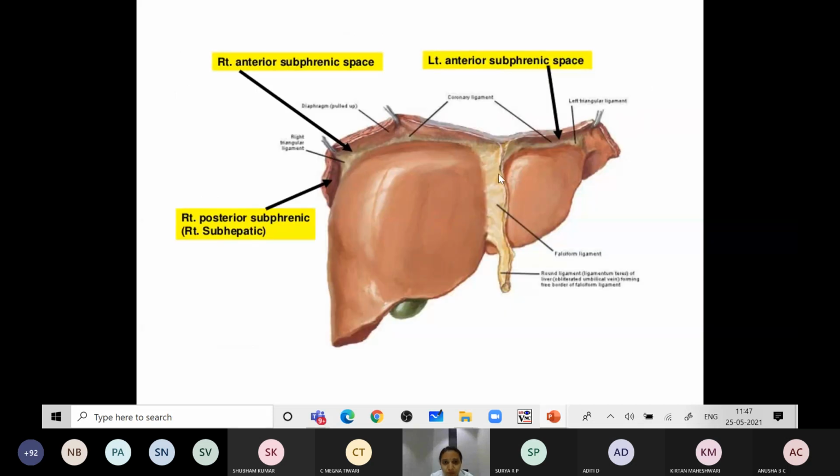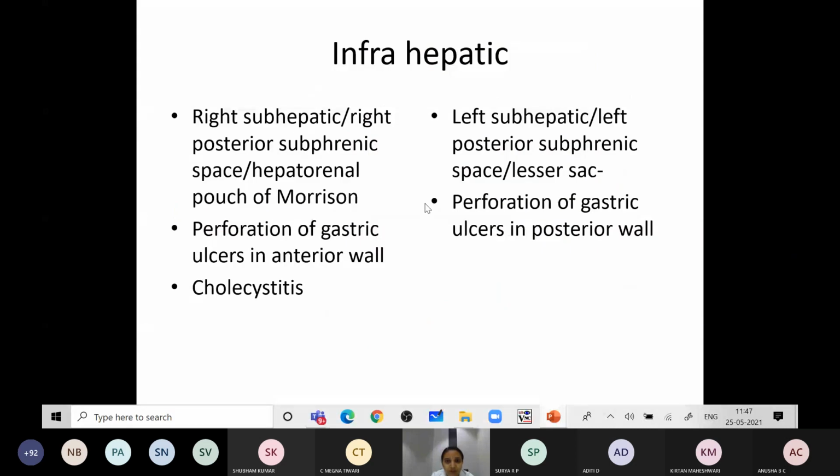Then we have, below the liver, infrahepatic spaces, such as the right subhepatic space, which is present below the right lobe of the liver. This is also called the hepatorenal pouch of Morrison. Then the left subhepatic space, that is present below the liver. This is also called the lesser sac.